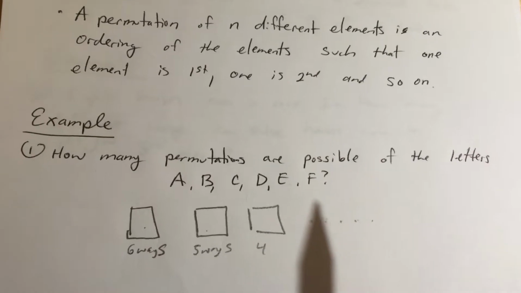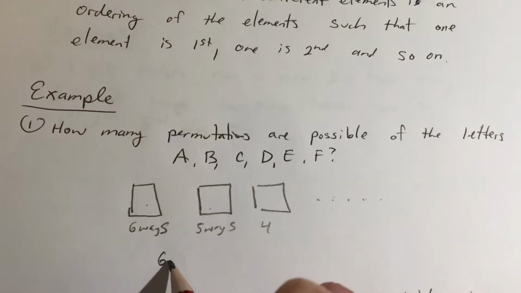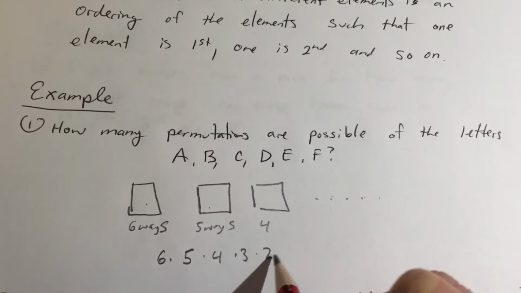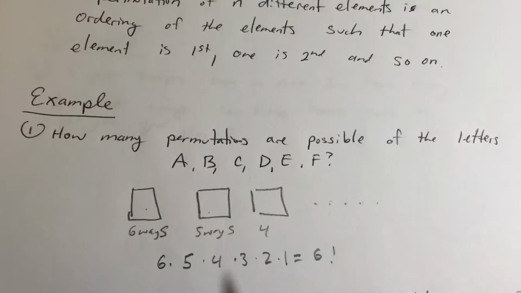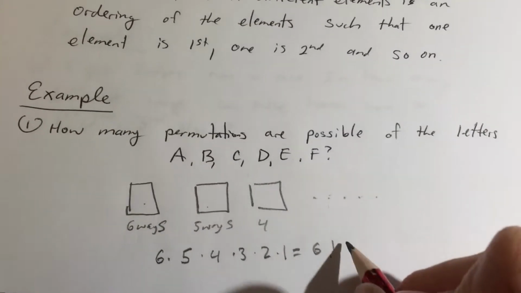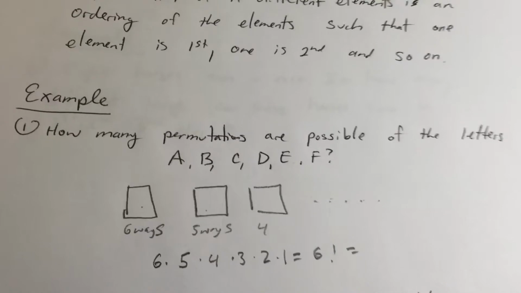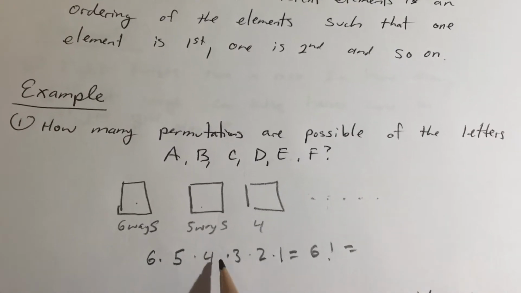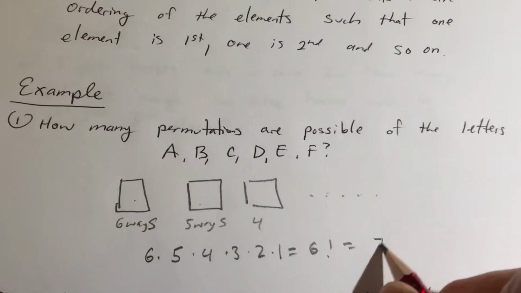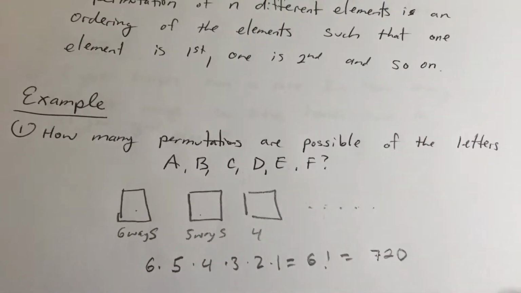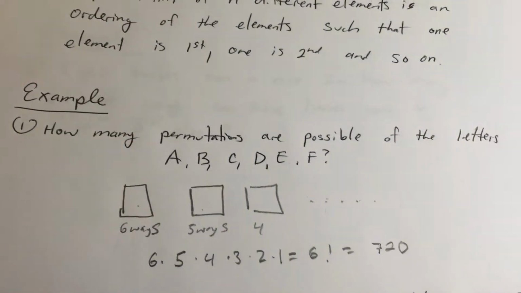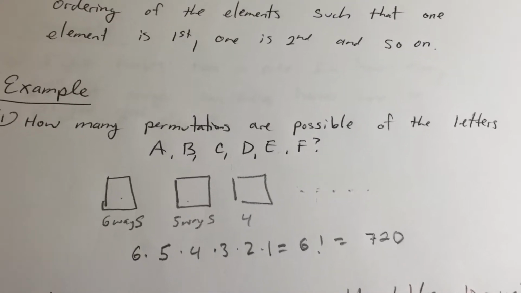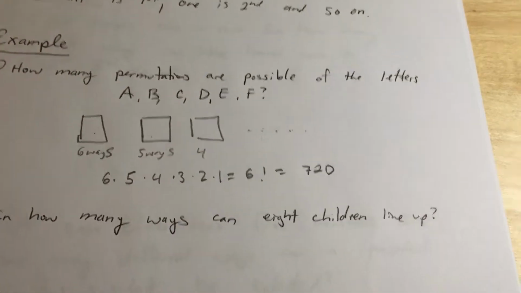4, 3, 2, 1. We learned that we would be multiplying 6 by 5 by 4 by 3 by 2 by 1, which is the same thing as 6 factorial. If you have a calculator, go ahead and take that now. But we can easily do this in our head: 30 times 12 times 2 should give you 720. So there are 720 different permutations to group these 6 letters. Again, very similar to factorials.